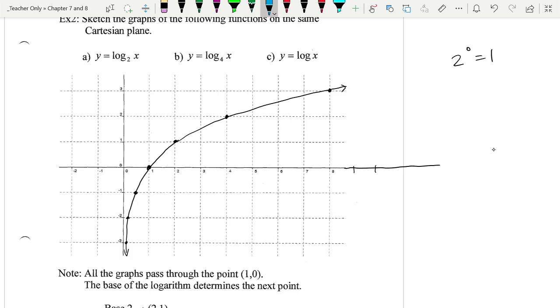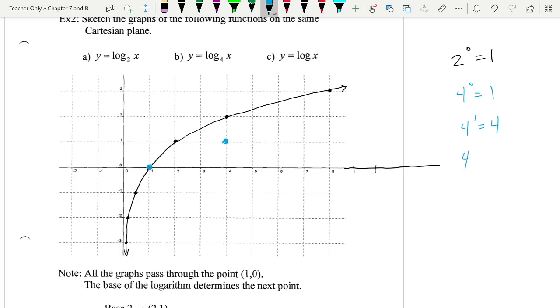Okay, next, I'll do this in a blue. So what's this one saying? So think about this one. 4 to the power of 0 is 1, right? So that means when x is 1, y is 0. So it still goes through this point. So there, that point is now black and blue. But the next place that I know I'd have an easy to graph point would be when x is, let's see, well, how about when 4 to the power of 1 makes 4, right? So when x is 4, y is 1.